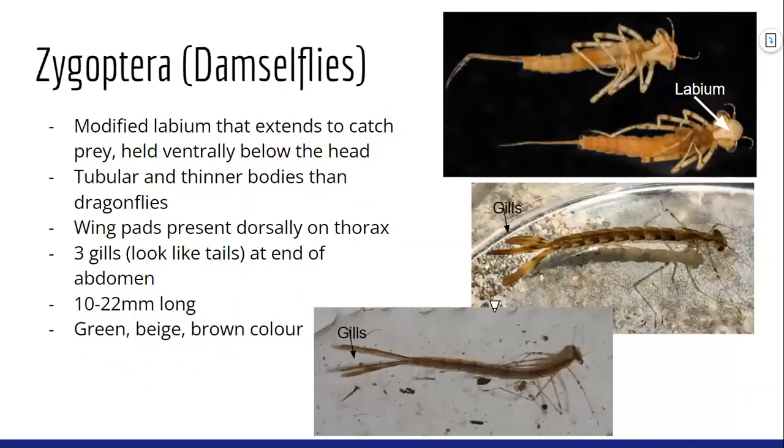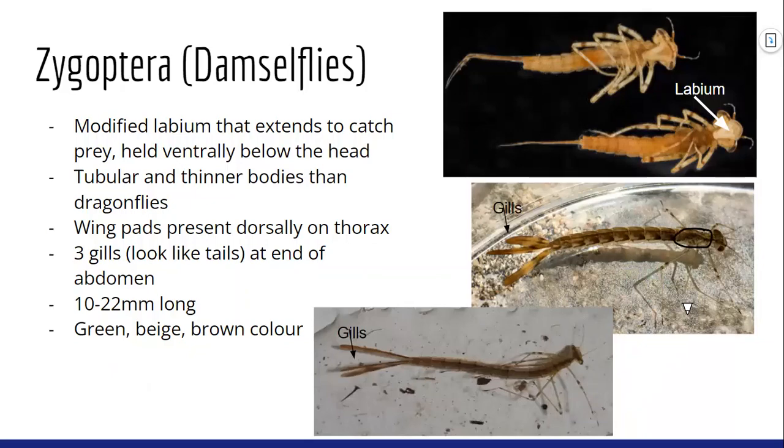So next, we're taking a look at our Zygoptera, or sorry, the damselfly. You can see here that they're much more slender than the dragonfly. They have wing pads present on their dorsal side. They do have a modified labium for catching prey as well.